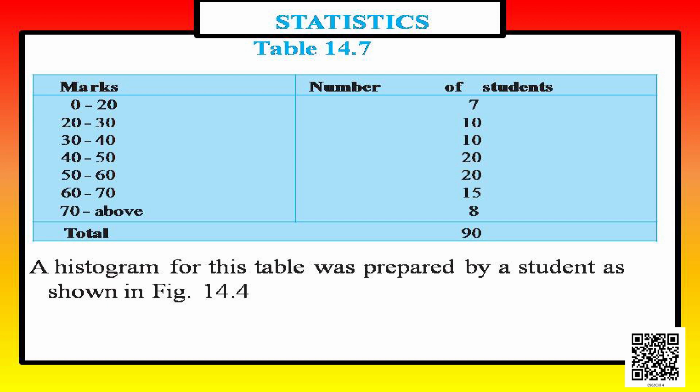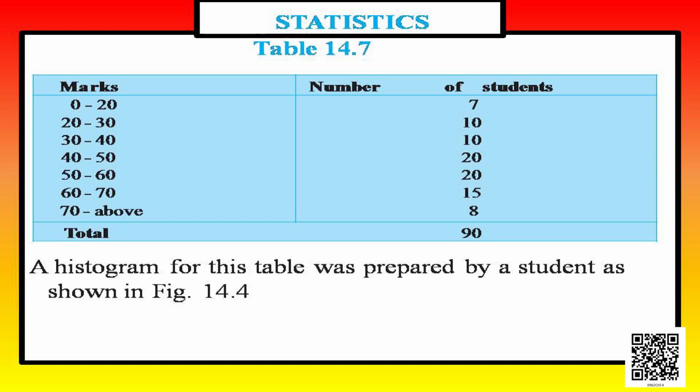They are 7, 10, 10, 20, 20, 15 and 8, and the total is 90. Now, look at the figure, look at the histogram, they are not all the same. So, there is a width difference in the figure. The first one is indicating 0 to 20, that is of width 20. Then we are having all the classes up to 70 of width 10, and the last one is of width 30. Now, let us see the table first.